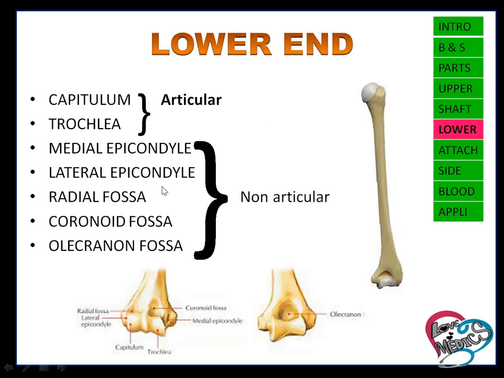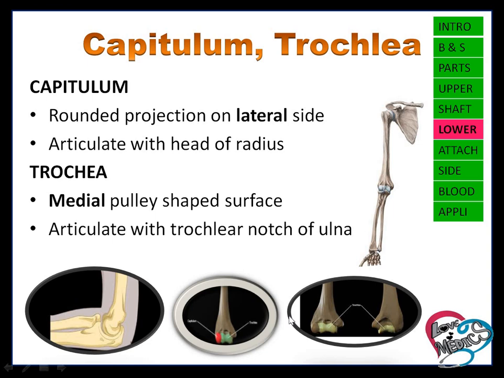Lower end has articular parts and non-articular parts. Articular parts are capitulum and trochlea. Non-articulating parts are medial epicondyle, lateral epicondyle, radial fossa, coronoid fossa and olecranon fossa. First, capitulum. Capitulum means cap shape, cap-like structure. It is a rounded projection on the lateral side and it articulates with head of radius. Trochlea. Trochlea is the pulley-shaped surface. It articulates with trochlear notch of ulna.